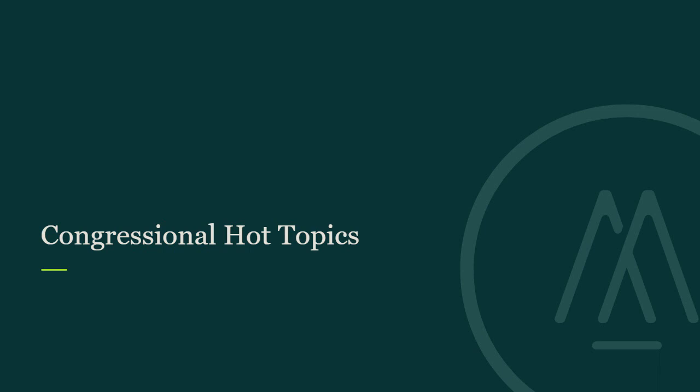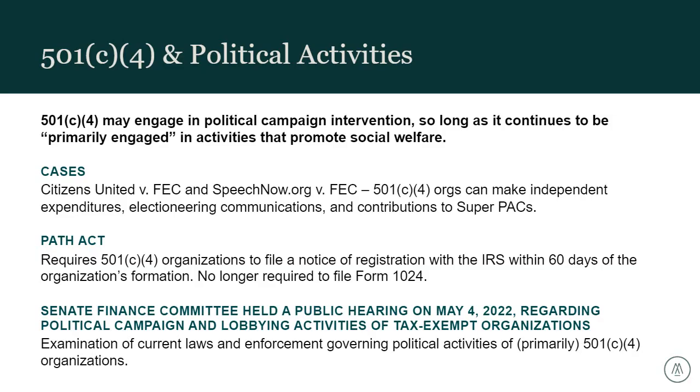So now we're going to go over some congressional hot topics that have gotten attention over the last year or two that will likely have an impact on tax-exempt organizations. These topics include 501(c)(4) organizations and political and lobbying activities, tax-exempt hospital organizations and the community benefit standards, and then also donor-advised funds and the interaction with private foundations. So first we'll go into 501(c)(4) organizations and political activities.